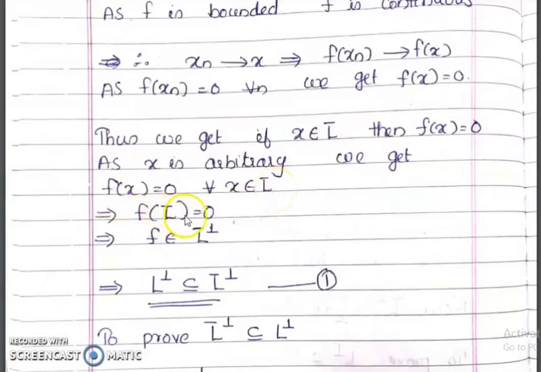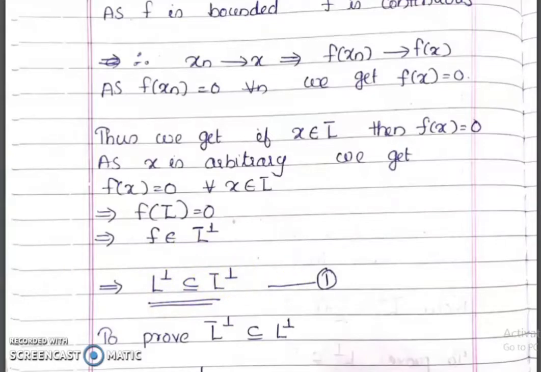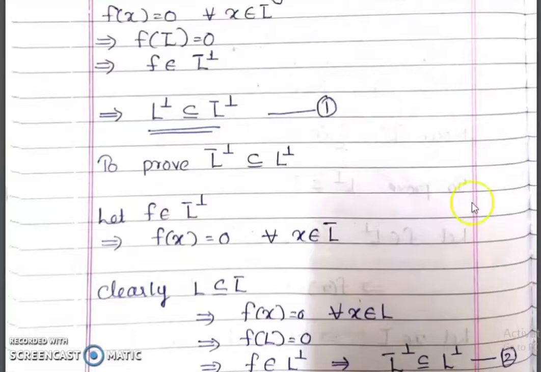That is, f of L closure is equal to 0. This implies f belongs to L closure perp. We take f from L perp and finally we get f belongs to L closure perp. This implies L perp is contained in L closure perp. Now we have to prove the next part, that means L closure perp is contained in L perp.